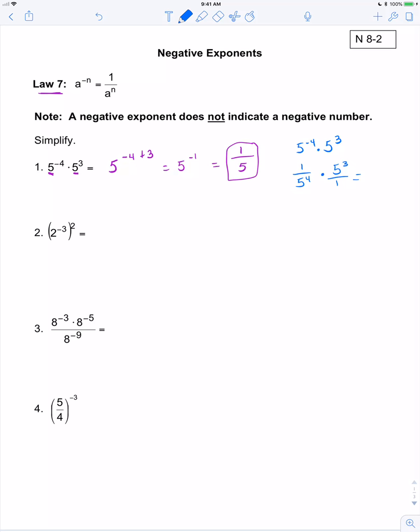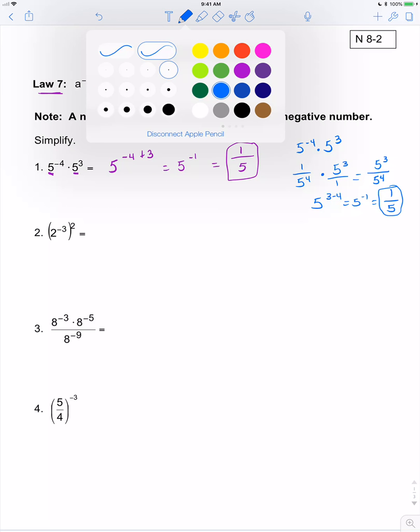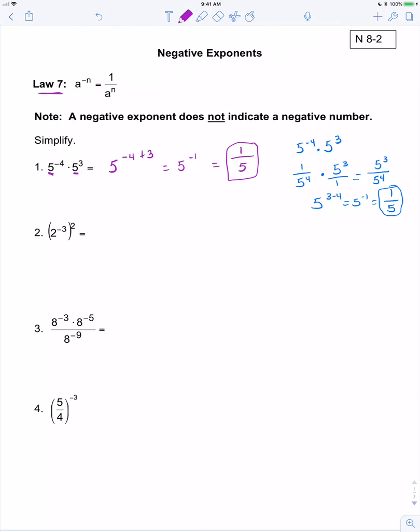And remember, it's just like fractions, top times top, bottom times bottom. So that's 5 to the third over 5 to the fourth. Then we're saying, okay, now it's a division problem. So 5 to the 3 minus 4, which is 5 to the negative 1, which is 1 over 5. To me, that's a little bit longer, but if that makes more sense, do it that way. It doesn't matter.